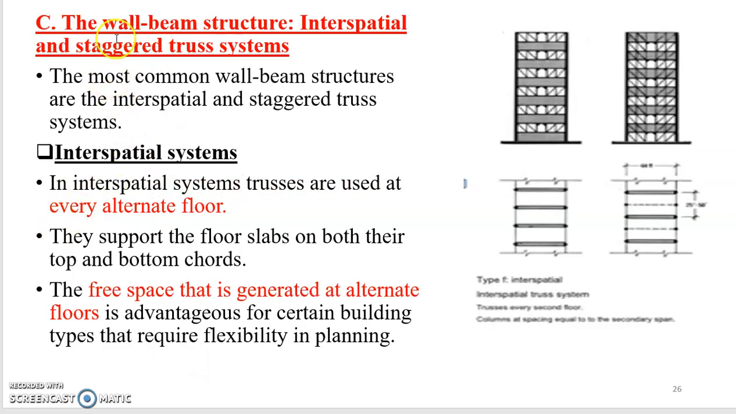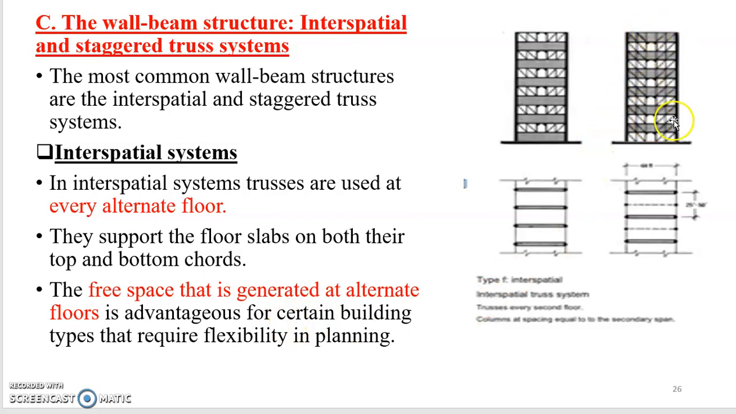Next comes the wall beam structure, which can be either interspatial or staggered truss systems. One by one, we can discuss; first one, interspatial systems. In the interspatial system, trusses are used at every alternate floor. It can be explained with this figure. You can see this is a tall building, and we can see the truss members are placed in alternate floors in order to give a better appearance to the building, and it requires flexibility in planning.